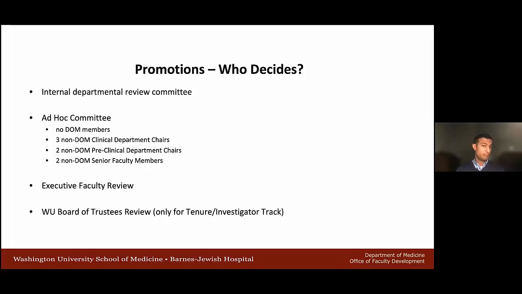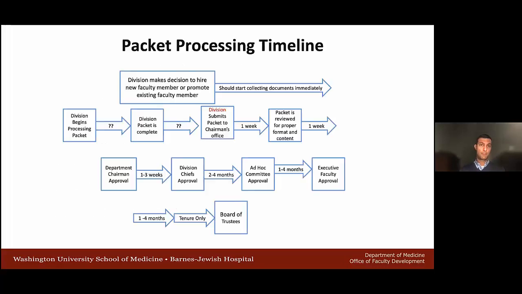I've been a member of multiple ad hoc committees. It is an extremely thorough process, and it's an extremely heterogeneous group of faculty that participate. After that, it goes to the executive faculty for final review, and only for those on the investigator track going up for tenure is there an additional vote by the WashU Board of Trustees.